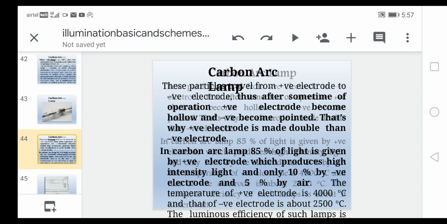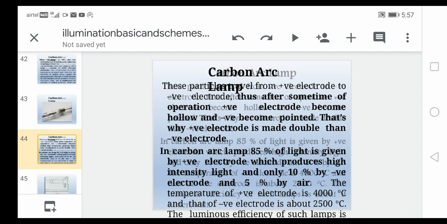This transfer is from the positive electrode to the negative electrode. Thus, after some time of operation, the positive electrode becomes hollow and the negative becomes pointed. That's why the positive electrode is made double the negative electrode.